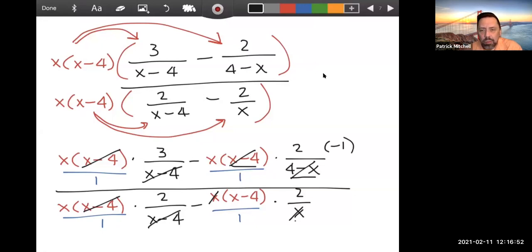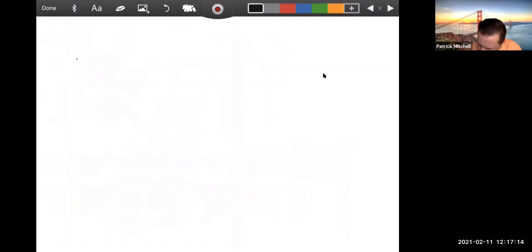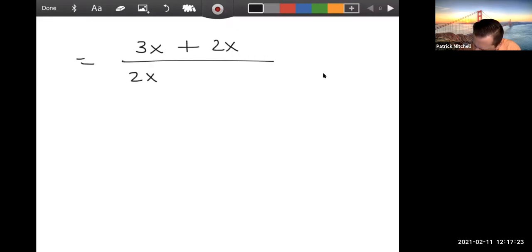All right, so once we clean this up, it's going to look a lot nicer. Oh, let's see. I'm trying to take a snapshot of this to put in the short-term memory. It's going to be 3x plus 2x over... Okay, well, I'll come back and double check this, but I think it's going to be 3x plus 2x over 2x, and then it's going to be minus 2 times x minus 4, right?